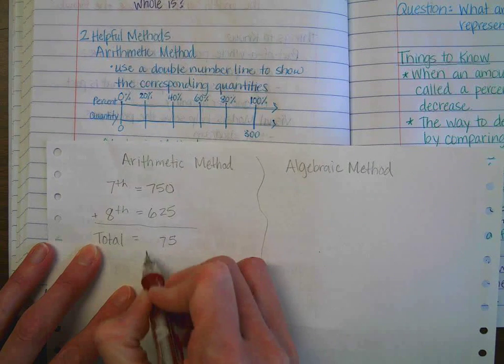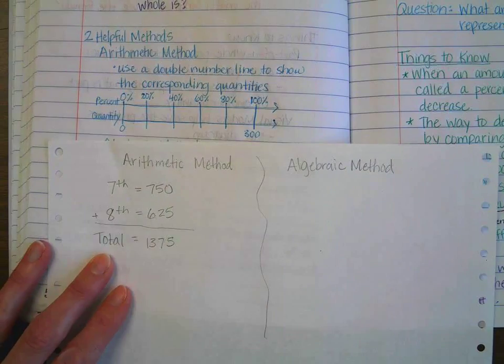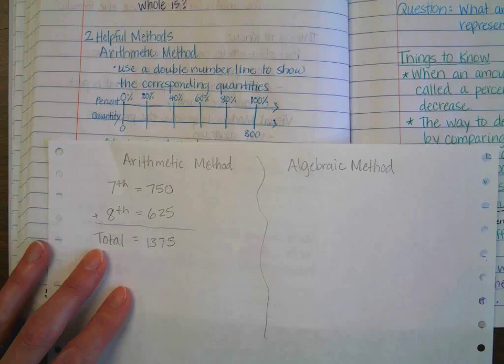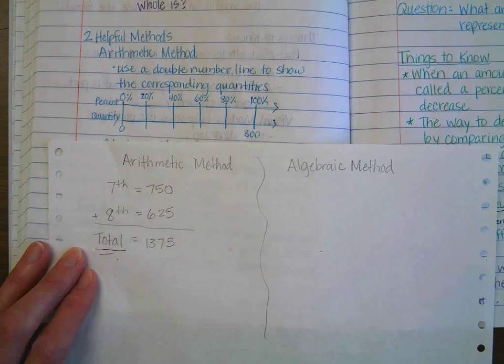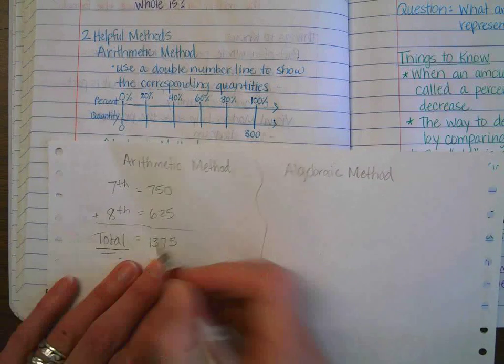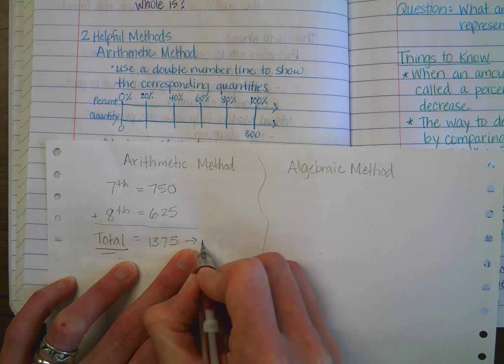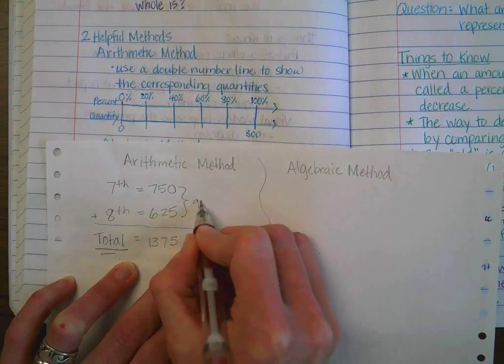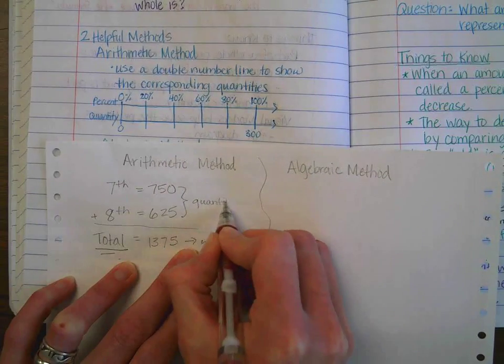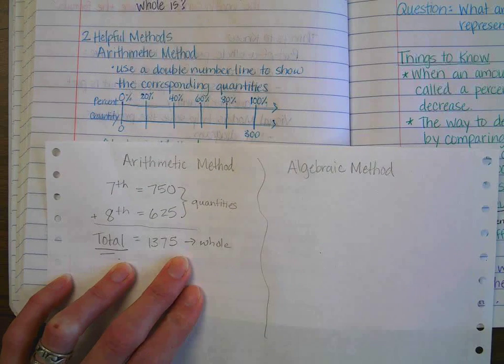So that would be 5, that would be 7, that would be 13. So we know that there are a total of 1,375 students listed in this problem. So that total will represent our whole amount. Okay, so we're going to say this is a whole, we're going to say these are both quantities. And the quantities make up the whole.